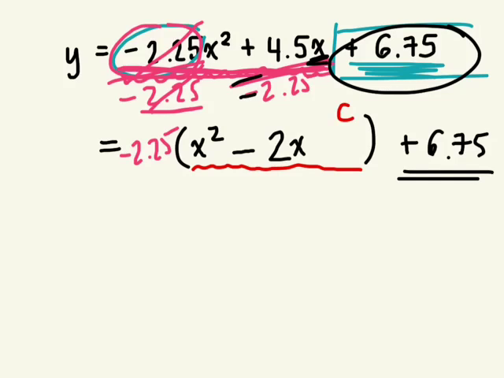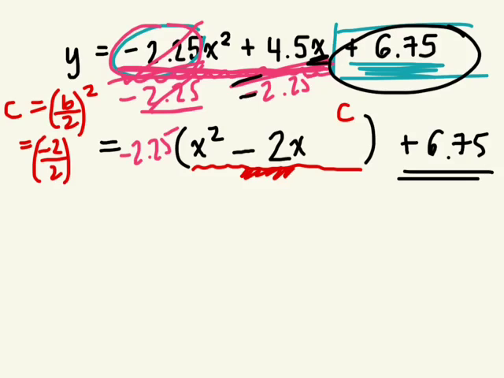So we need to figure out this c value. Again, how do you find c? C is equal to b divided by 2 squared. What's my new b value? Negative 2. So negative 2 divided by 2 squared equals 1. So I need to add in plus 1, but then I have to take away 1, right? Why? Because you cannot just randomly add in a 1 to an equation. If I put in 1, take away 1, I'm technically adding nothing.